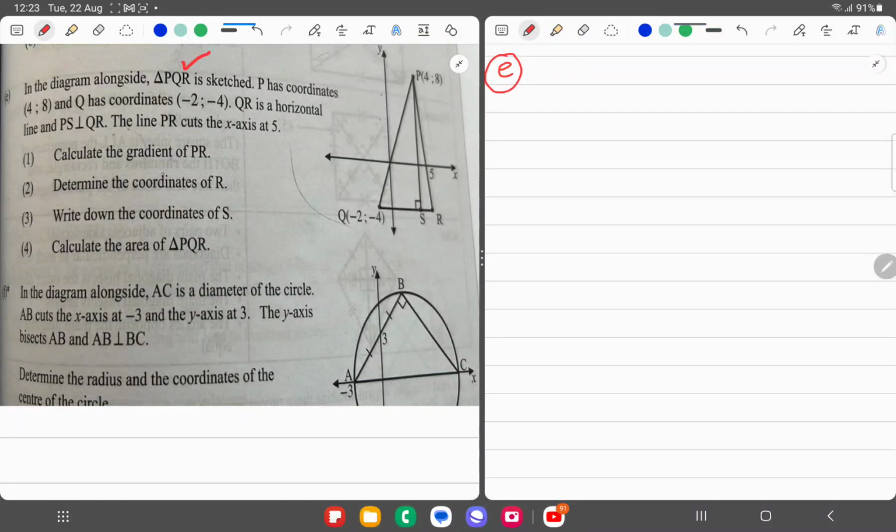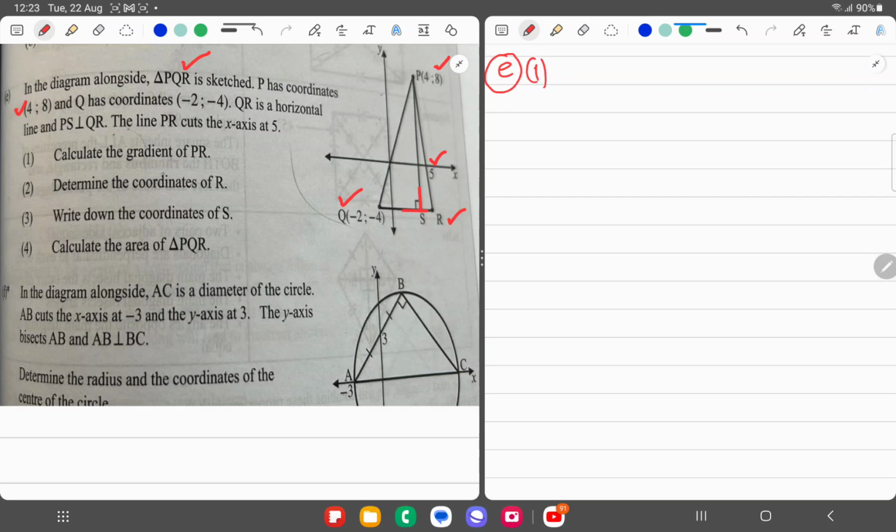Alongside, triangle PQR is sketched. P has coordinates (4, 8) and Q has coordinates (-2, -4). QR is a horizontal line, and PS is perpendicular to QR, like so. The line PR cuts the x-axis at 5. There it is. Calculate the gradient of PR.